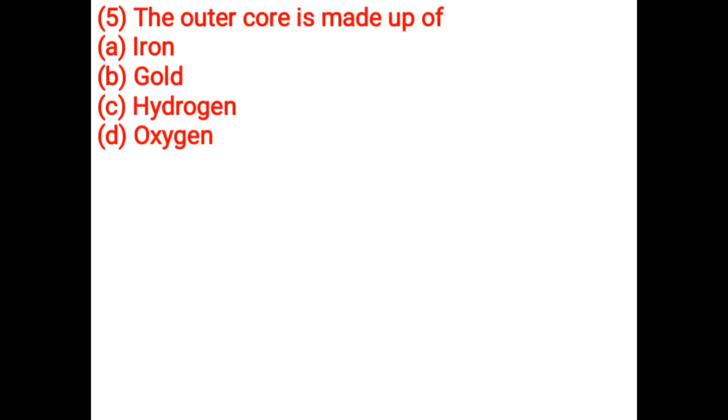The outer core is made up of: Option A, iron. Option B, gold. Option C, hydrogen. Option D, oxygen. Correct answer is option A, iron.